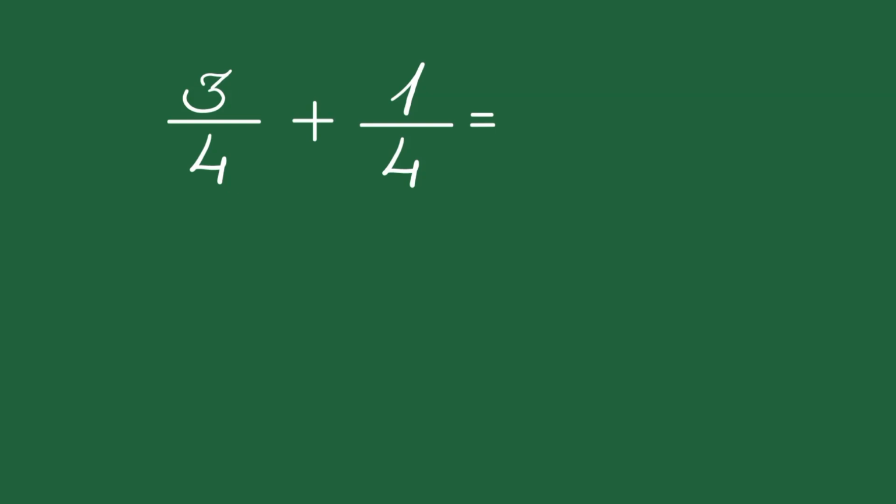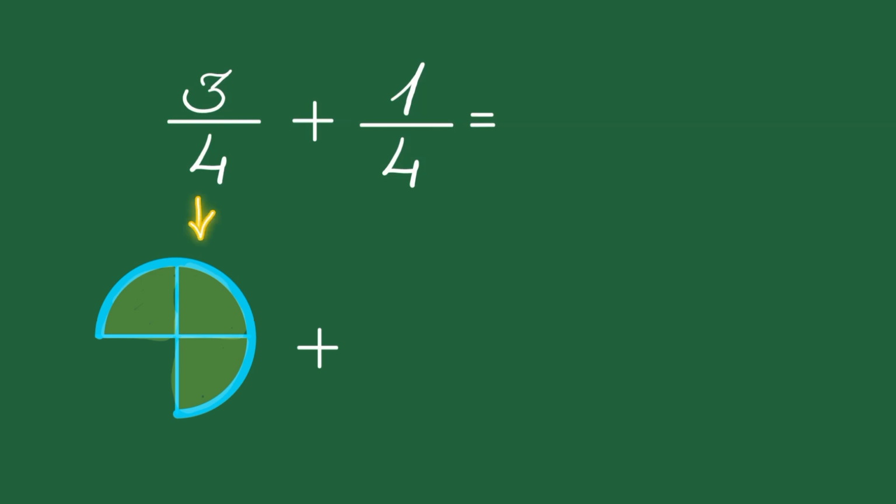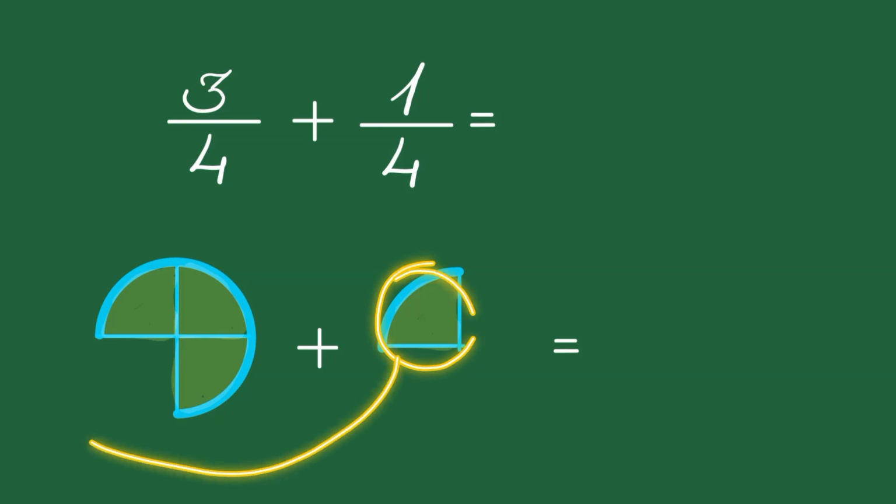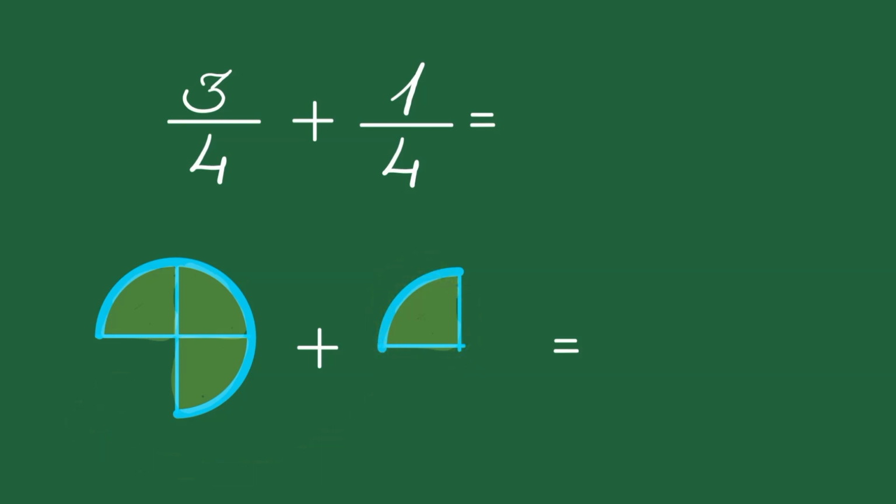Let's do this operation: 3/4 plus 1/4. We know how to represent the two fractions. It is clear that if we combine the two images, we obtain a whole circle. So the answer is 1.